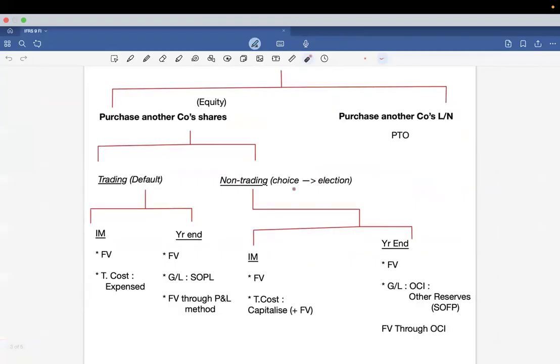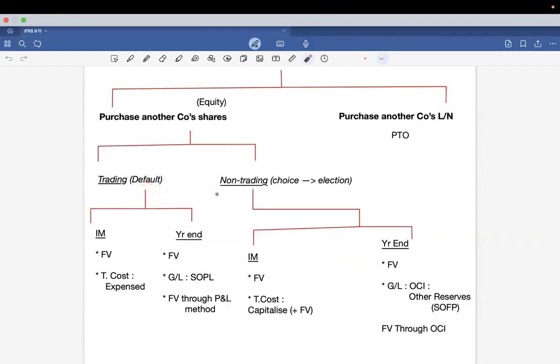Now, in the purchase of company shares, we are going to divide it into two categories, that is trading and non-trading. If in the question you have not been given an option, by default, it is a trading instrument. And if there is a choice, that is, if you can elect, it is non-trading. Choice election means that by choice, if you want to, you can take it as non-trading. But by default, every equity instrument that you get is a trading instrument. In the question, if it is not specifically mentioned, then it is a trading instrument.